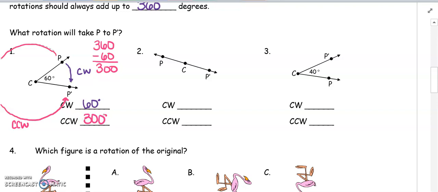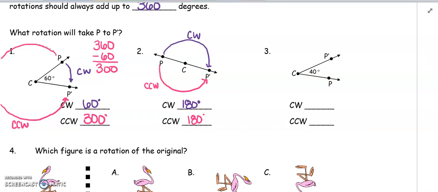All right, let's take a look at number 2, to go from P to P prime. Notice that there really isn't a short way to go. If I go this way versus this way, it's the same amount, and notice that that's a straight line. How many degrees are in a straight line? There's 180. So the clockwise rotation is 180 degrees, and the counterclockwise rotation is still 180 degrees. 180 and 180 add up to 360.